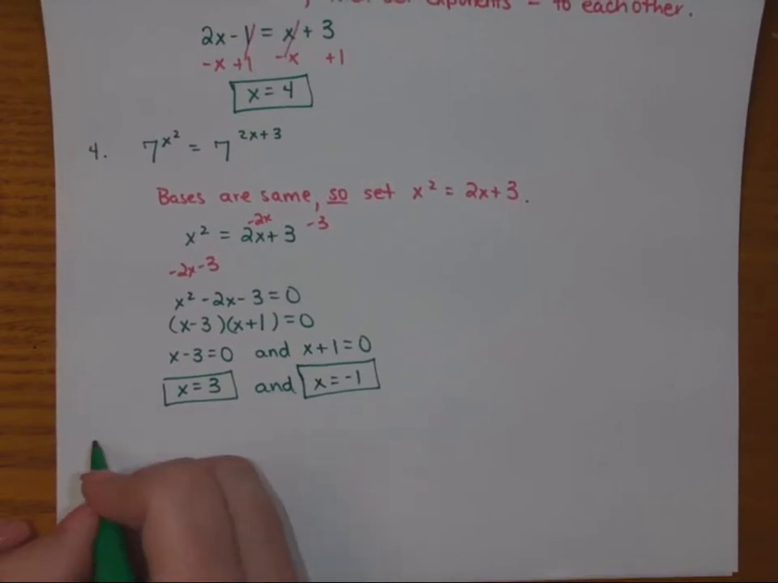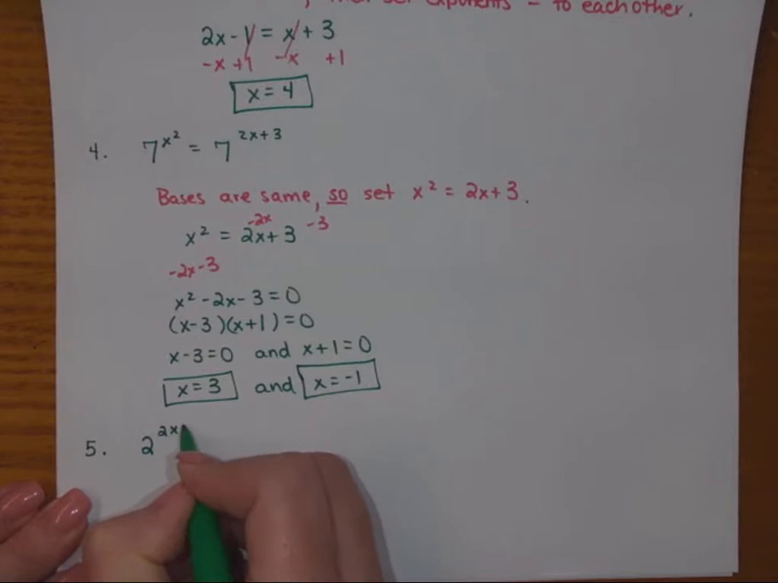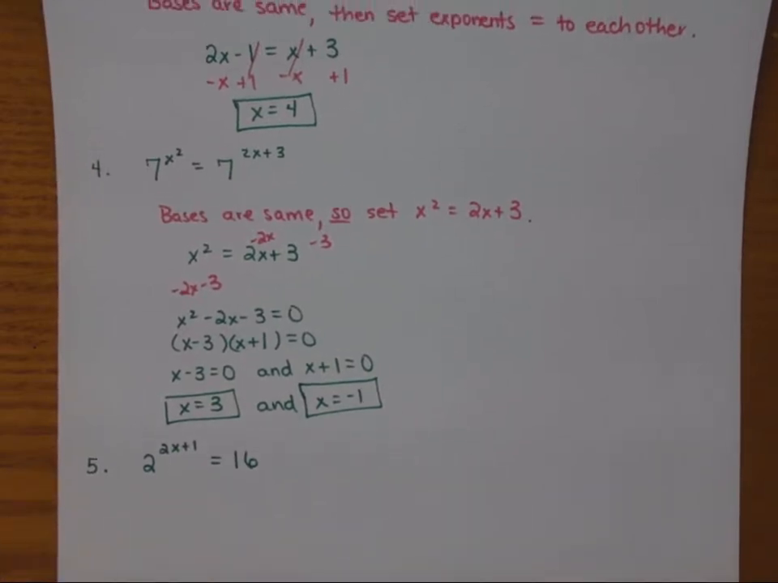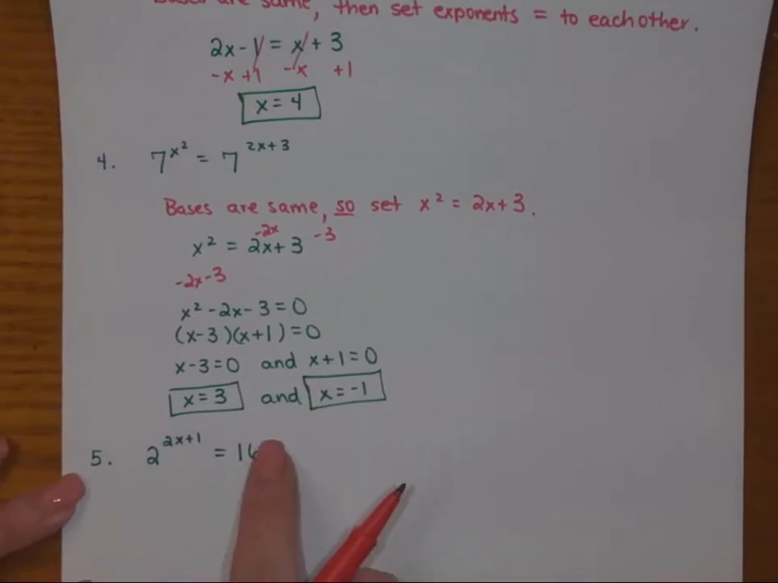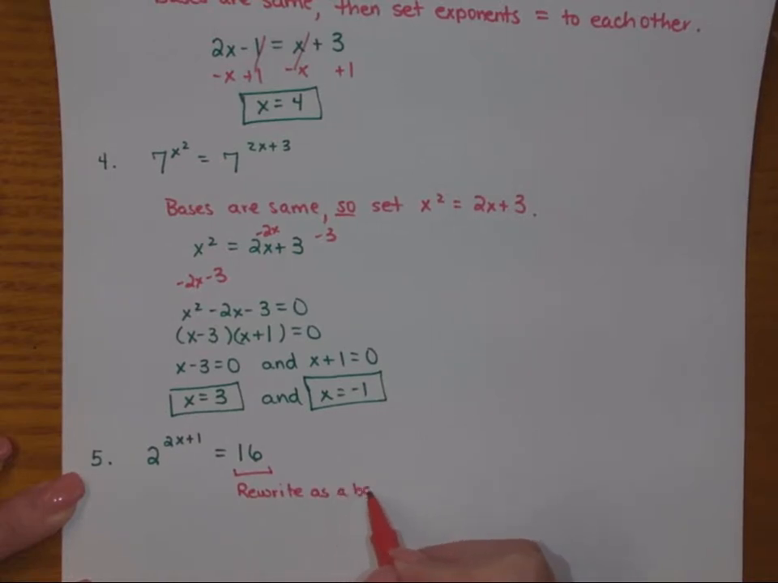Okay. All right, so let's look at number 5. So notice number 5 looks kind of similar to number 3 and 4, but notice the bases are not the same right now, so you are not allowed to set the exponents equal to each other. Notice this one is an understood exponent of 1, right? So we want to rewrite this as a base of 2.